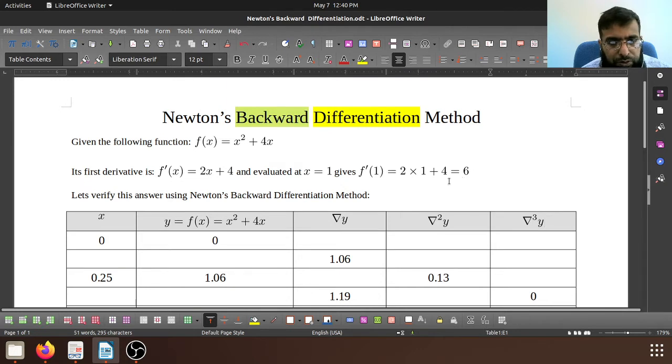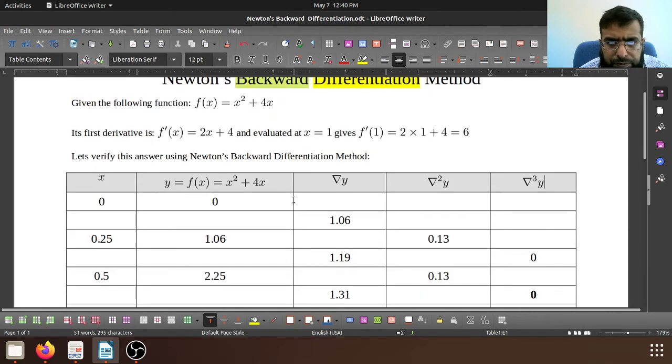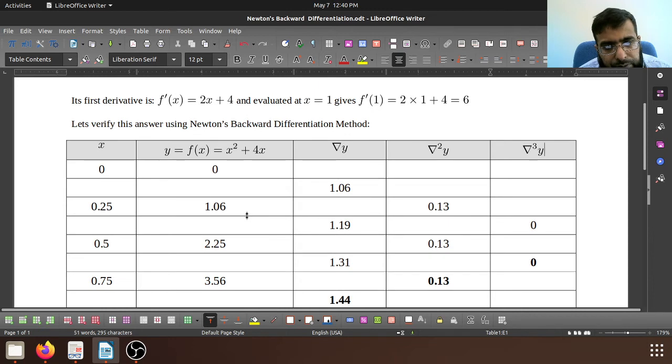So next we are going to apply Newton's backward differentiation method, and we'll verify this answer. We'll try to reach this answer 6 using Newton's backward differentiation method, the iterative numerical method. Right. So using this numerical method, we'll have to first make a table.